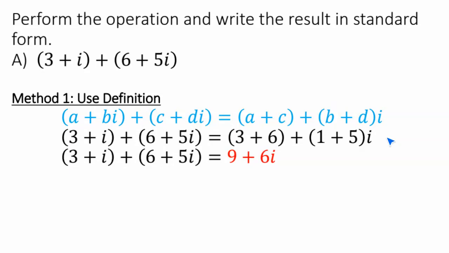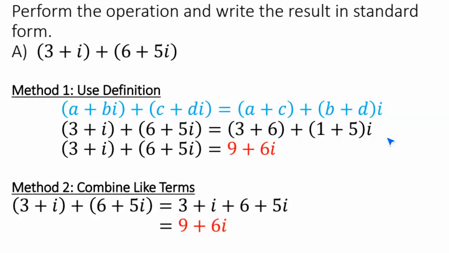Hopefully really straightforward stuff. All right, so let's look at combining the like terms. Since I have a plus, I can go ahead and drop the parentheses, and again, I can add all these numbers together, but I need to add like terms, just again, the real with the real and the imaginary with imaginary.